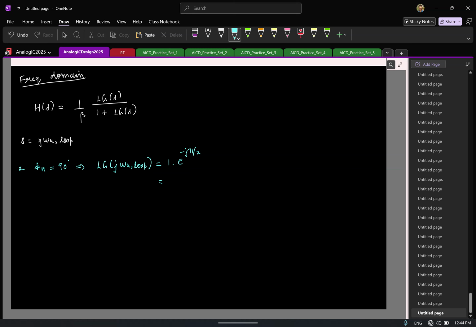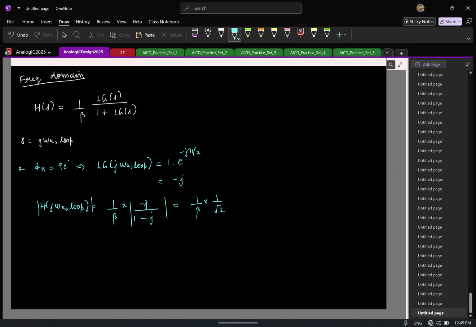And what is this? E power minus j pi by 2 is how much? Minus 90. Yeah, minus j. Euler's formula: e power j theta is cos theta plus j sin theta. So now I know the value at this frequency. If I try to calculate the closed loop transfer function at the same unity loop gain frequency, this is 1 by beta times minus j by 1 minus j. If I take the magnitude, what does it become?